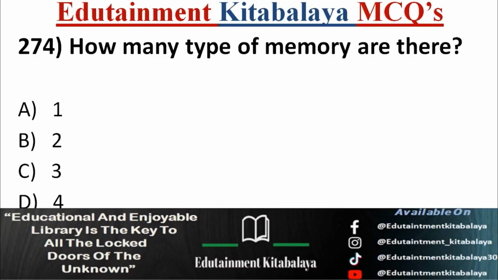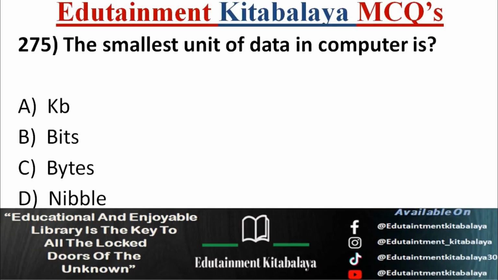Question number 274. How many type of memory are there? A. 1. B. 2. C. 3. D. 4. Correct answer is B. 2.